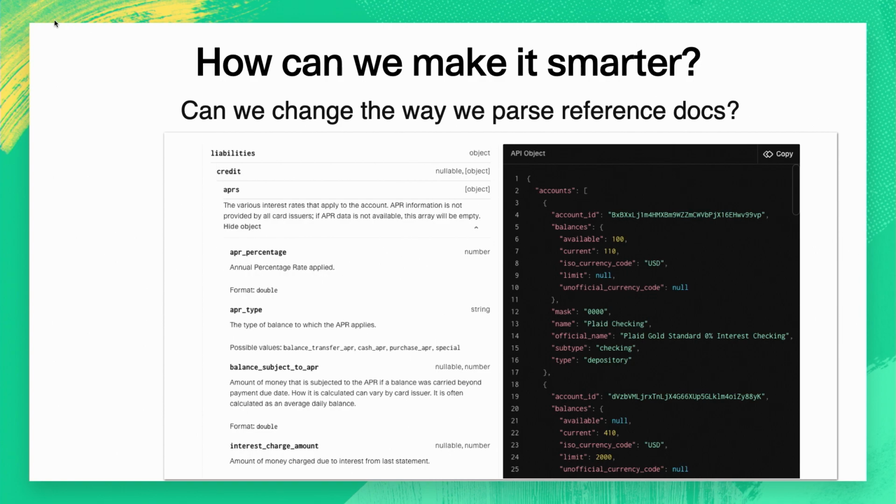An interesting thing about reference documentation is, if you look at this APR percentage, there's a lot of implied context around that entry, around that field. You have to see, oh, this is part of the credit APR's JSON object that's getting returned from the liabilities get endpoint. You would understand that if you were a user looking at our documentation. A chatbot might not necessarily get that.